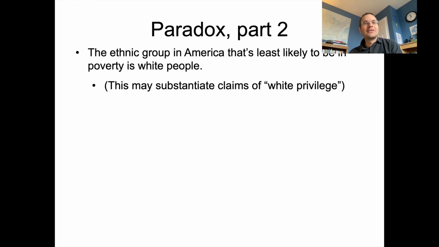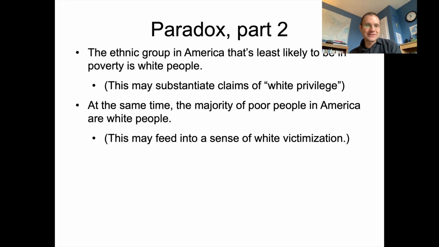So the ethnic group that's least likely to be in poverty is white people, at least in terms of any individual being in poverty based on their race. That's how it works. At the same time, the majority of poor people in America are white people. So that's looking at it the other way around. Given your race, what is the likelihood that you're in poverty? That's a very small number if you're white. Given the fact that you're in poverty, what is the likelihood that you're white? That's a very large number, working the opposite way.